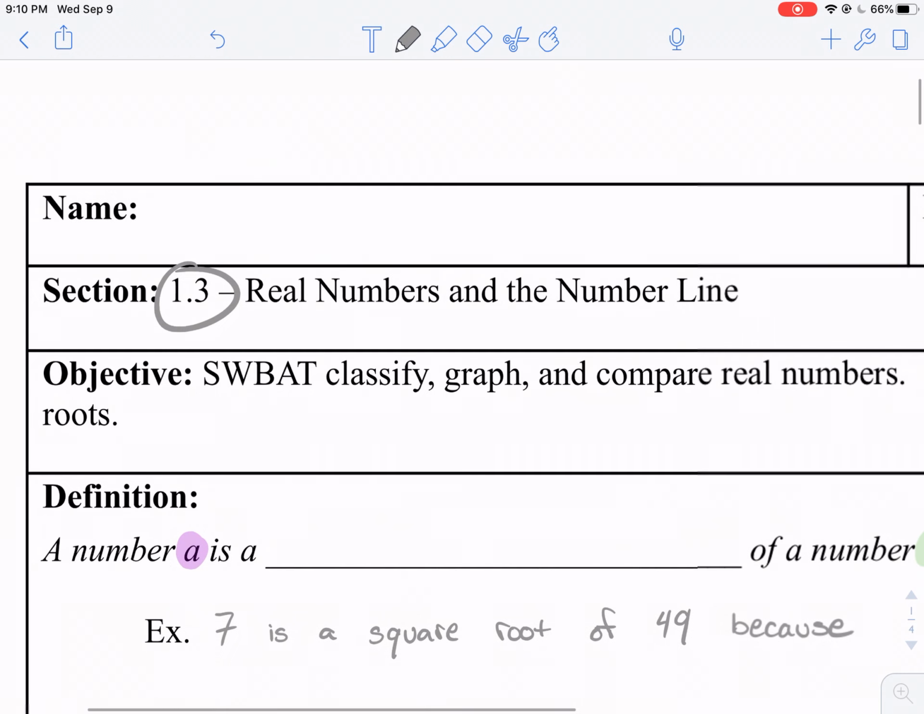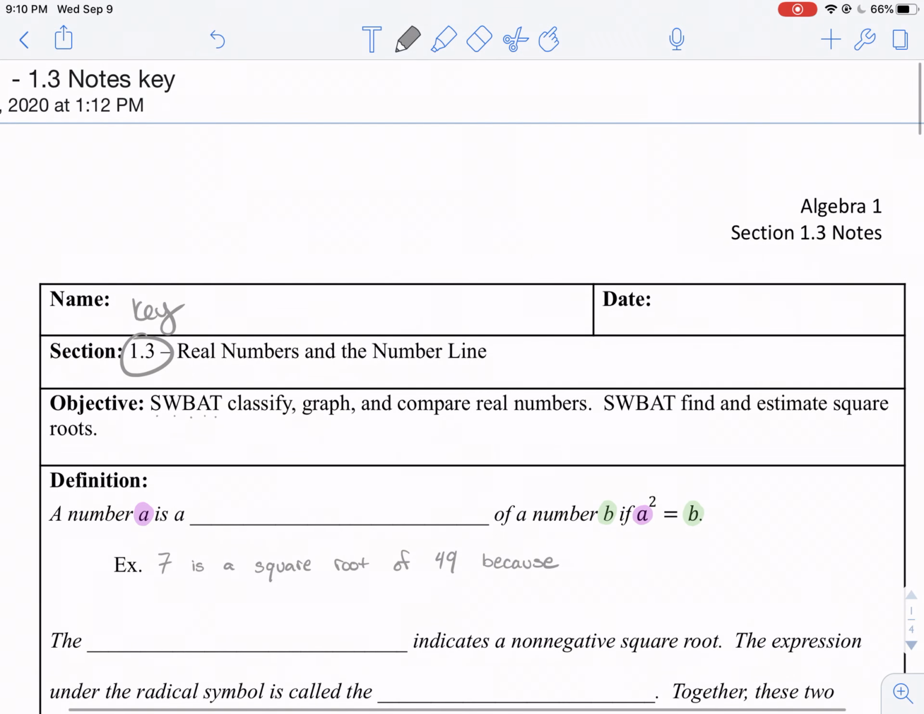Today we'll be talking about real numbers and the number line. By the end of the day, students will be able to classify, graph, and compare real numbers. In addition, you will also find and estimate square roots. So let's start off with square roots.